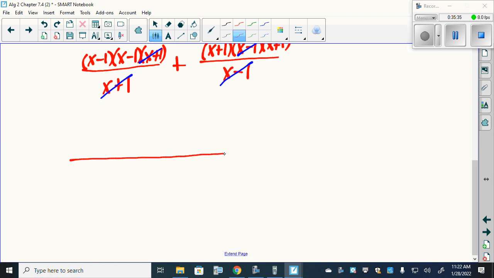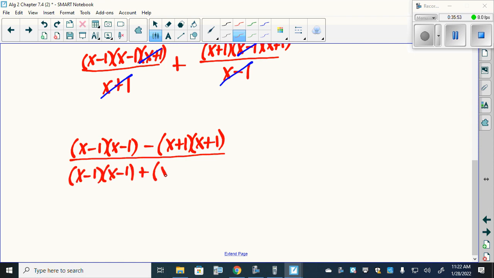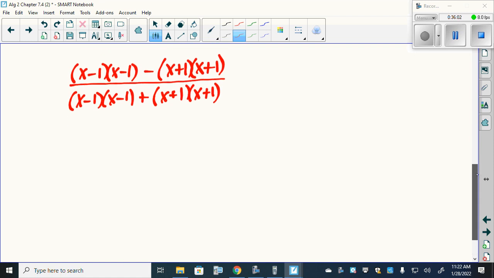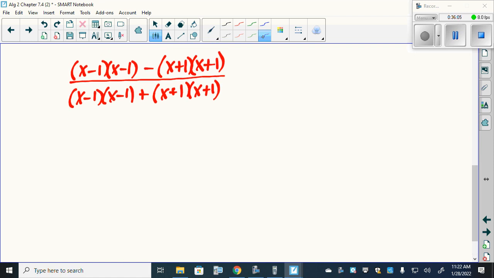Which incidentally, and kind of interestingly enough, leaves us with x minus 1 times x minus 1 minus x plus 1 times x plus 1 over x minus 1 times x minus 1 plus x plus 1 times x plus 1. Now, I find this interesting because in each of those four spots we end up with the same term twice. X minus 1, x minus 1, x plus 1, and x plus 1.